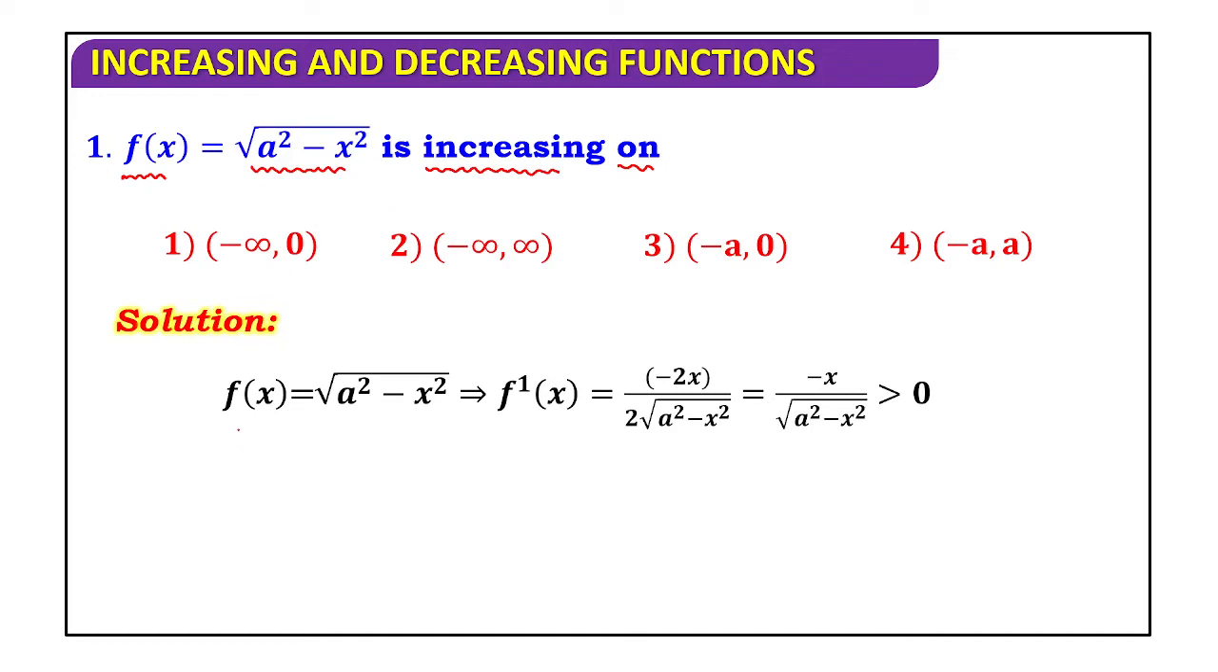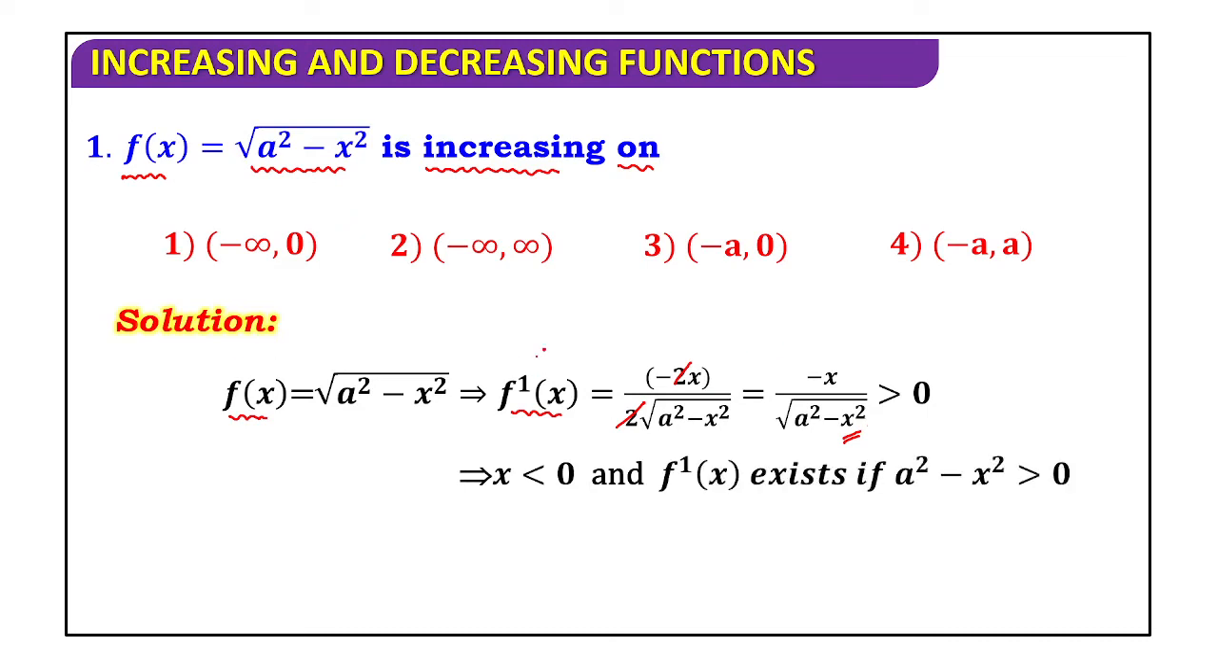As you all know, f of x is root of a square minus x square. So f dash of x is equal to minus 2x divided by 2 times root of a square minus x square. Here 2 and 2 get cancelled: minus x divided by root of a square minus x square. Here root of a square minus x square is always positive, and if f dash of x has to be greater than 0, then x has to be negative.